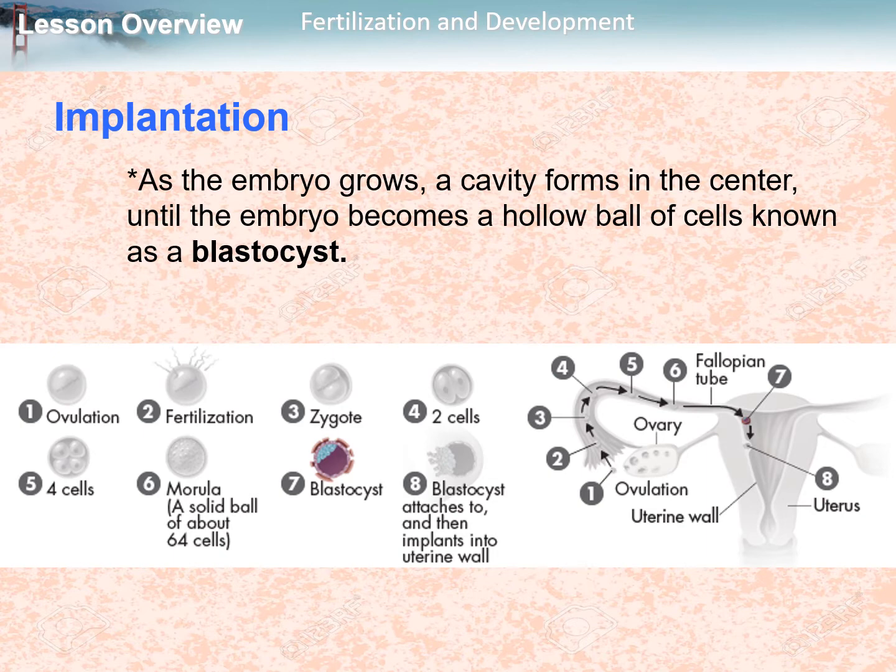While still in the fallopian tube, the zygote begins to undergo mitosis. As the embryo grows, a cavity forms in the center until the embryo becomes a hollow ball of cells known as a blastocyst. This is the next stage after the zygote has been formed, dividing into two cells, and furthermore into a morula and then the blastocyst.